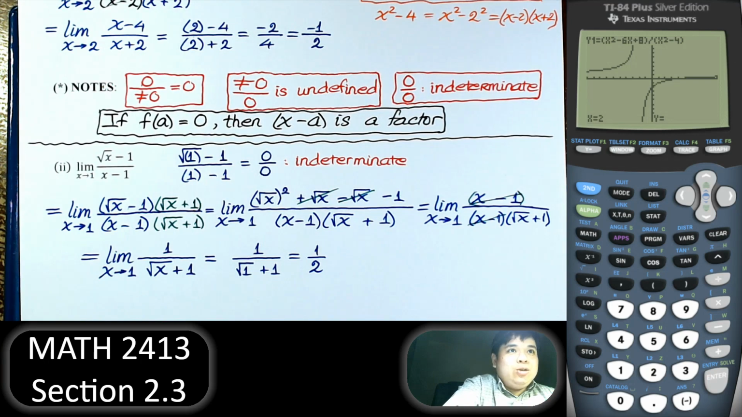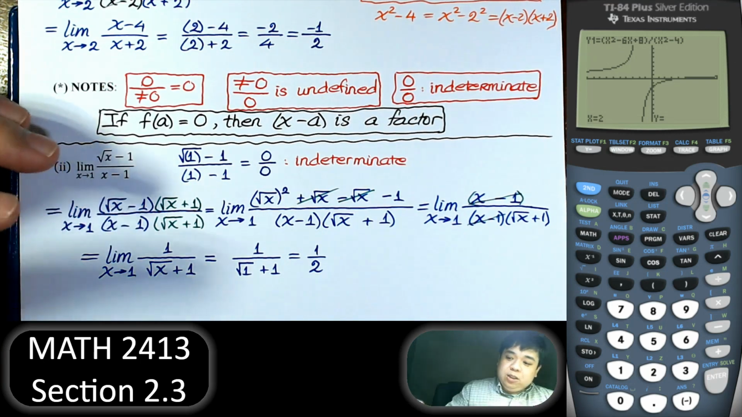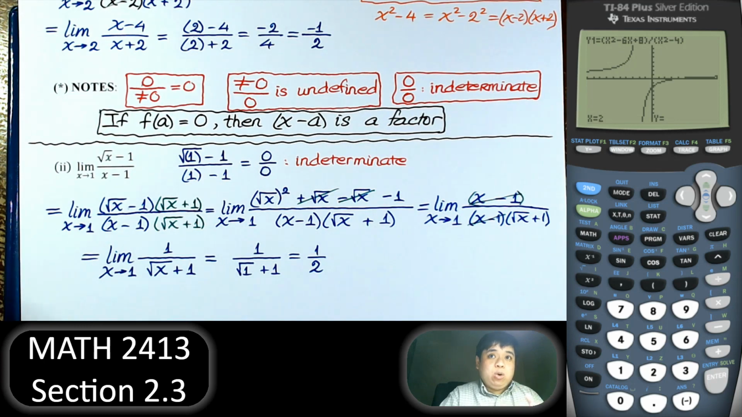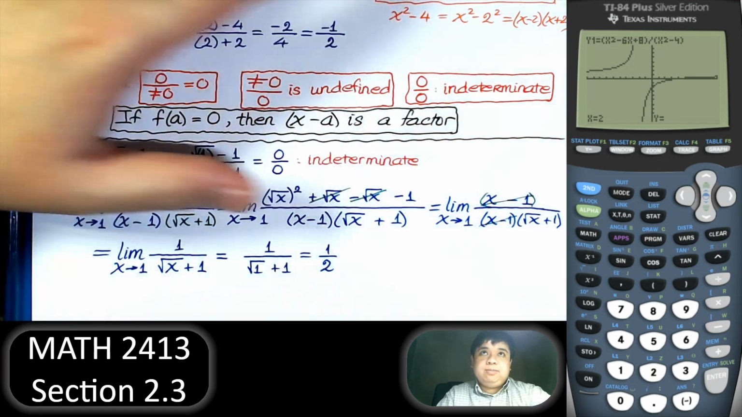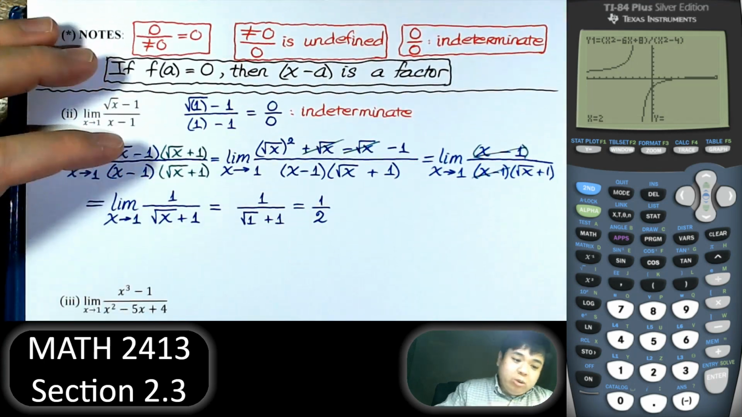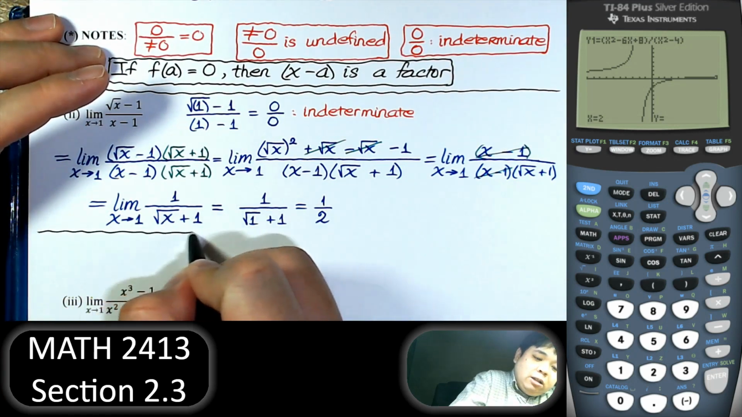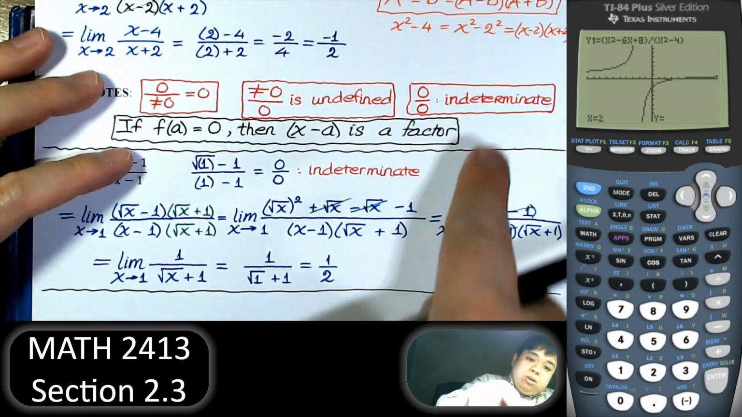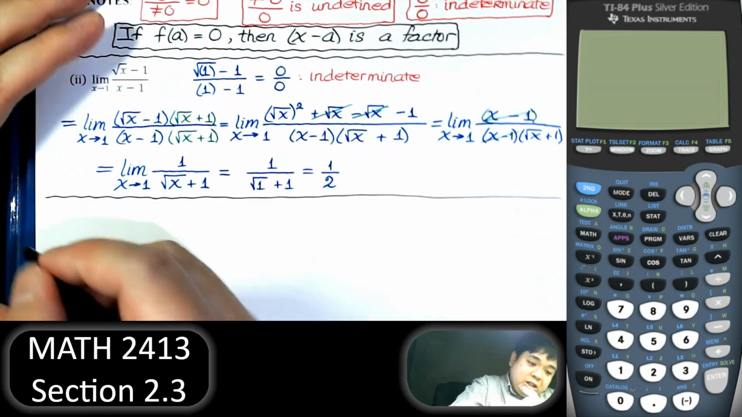So that's nice, right? Whenever we have the square root, if we want to get rid of the square root, multiply by the conjugate. So that's one way to do it. Another way to do this, we can just use these properties directly.